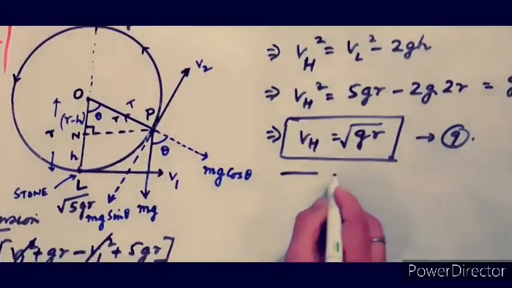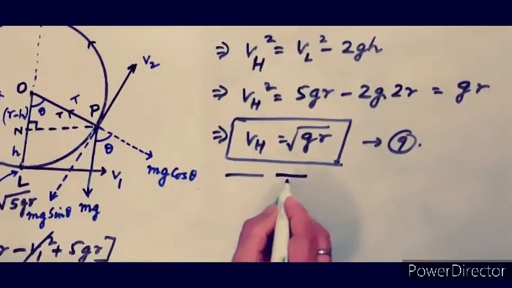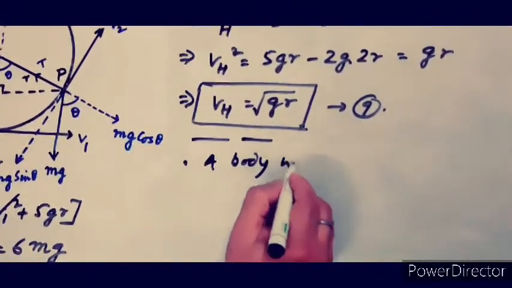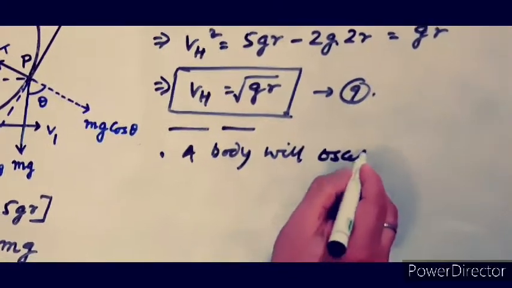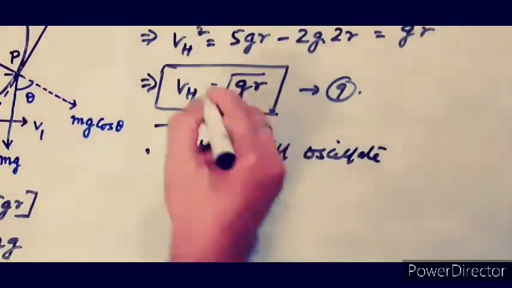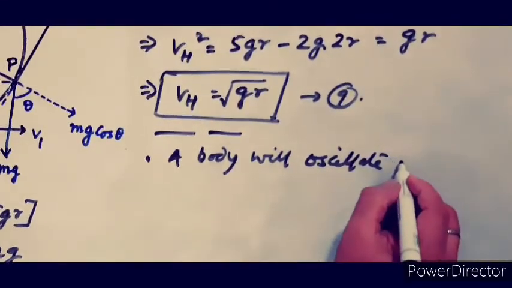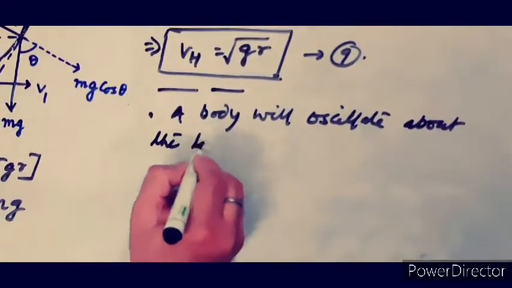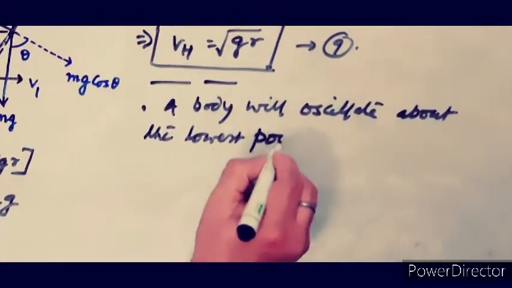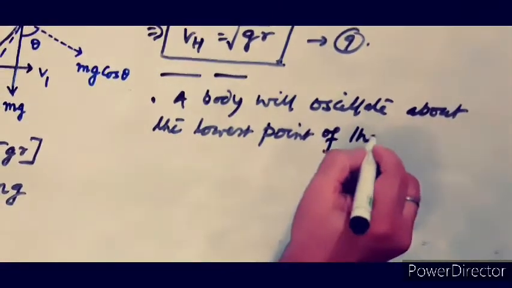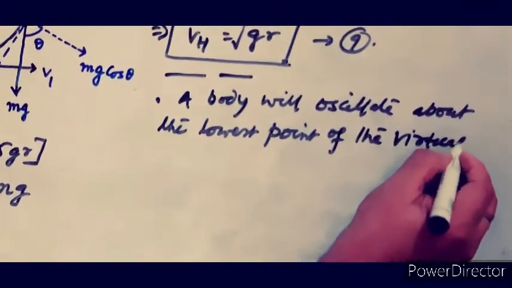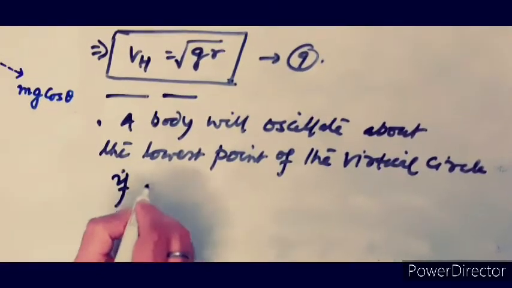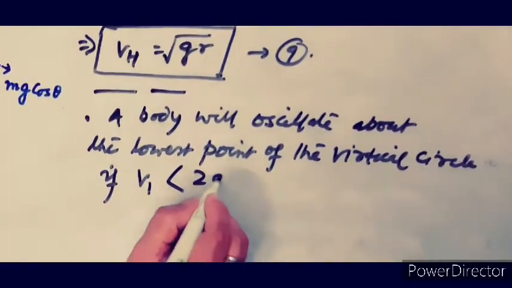One last point is also there. That last point is that a body will oscillate about the lowest point of the vertical circle if V1 is less than under root 2GR.